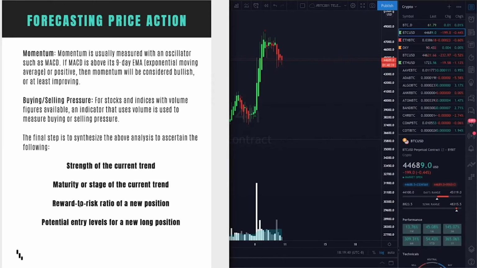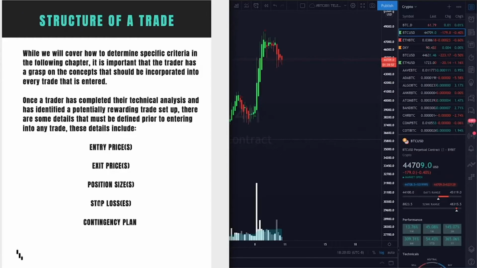And then the final step is to synthesize the above analysis to ascertain the following: strength of the current trend, maturity or stage of the current trend, your risk-reward ratio of a new position, and you're going to want to try to identify potential entry levels for a new long or short position. While we cover how to determine specific criteria in the following chapter, it's important that you have a grasp on the concepts that should be incorporated into every trade that you enter.